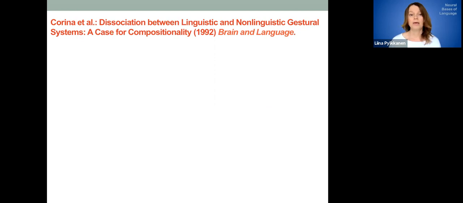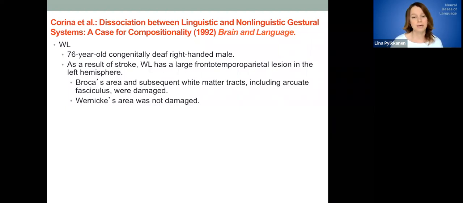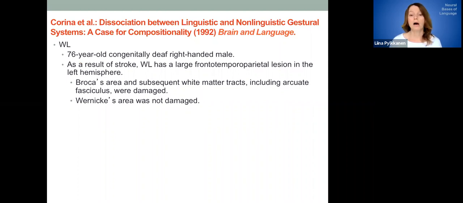So I want to look at a classic paper by David Corina and colleagues where they report a case study. And this touches on many of the topics that then continue to be studied for many years after. So this is a report about the case WL. So WL is a 76-year-old congenitally deaf right-handed male who, as a result of stroke, acquired a large frontotemporal lesion in the left hemisphere.